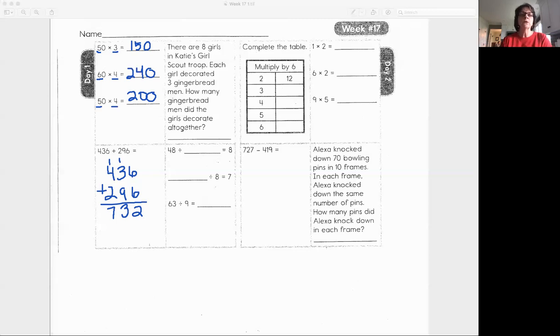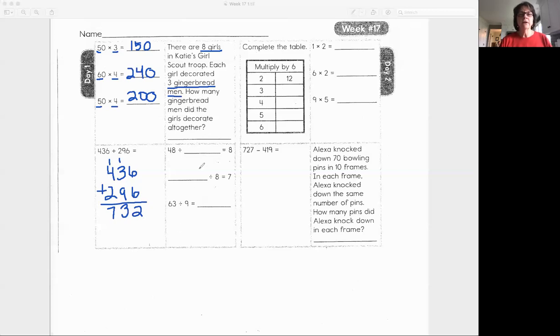Okay, let's look at this word problem. It says there are 8 girls in Katie's Girl Scout troop. Well, I'm going to underline my knowns. And right now, what am I picturing in my head? I'm picturing 8 girls. Okay, and it says each girl decorated 3 gingerbread men. Now I'm thinking of 3 gingerbread men and each girl decorating 3 of those. It says how many gingerbread men did the girls decorate all together?